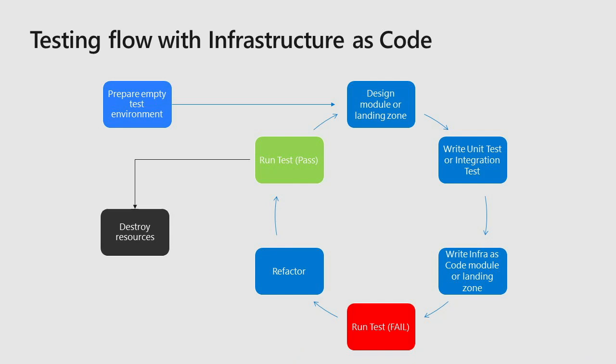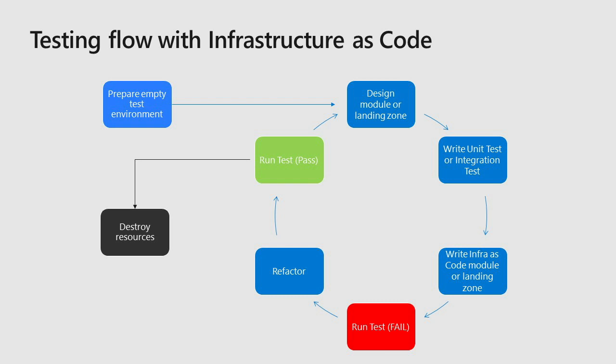The first step is to prepare an empty environment so that we can deploy our test in a staging environment. We're going to design the module or landing zone according to a plan that we agreed on with the architect team. Then we're going to write unit tests or integration tests. We're then going to write infrastructure according to the test plan that we put in place.